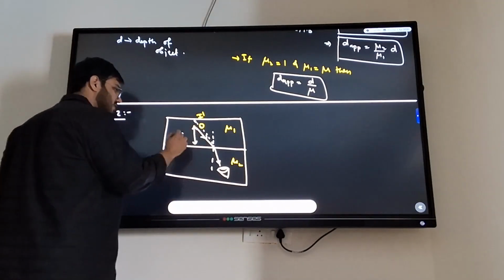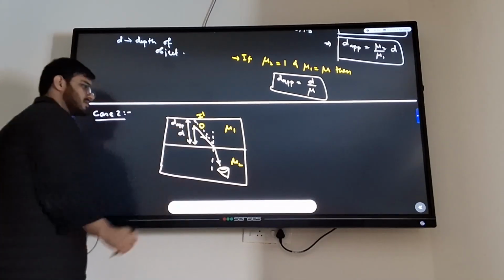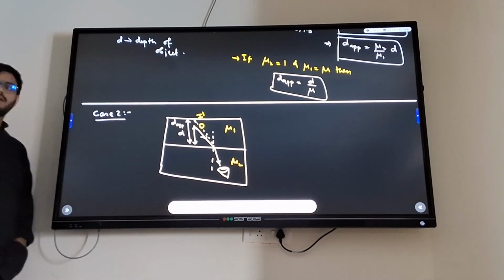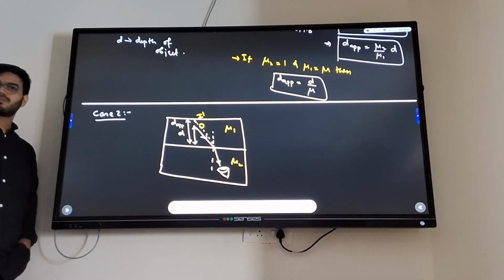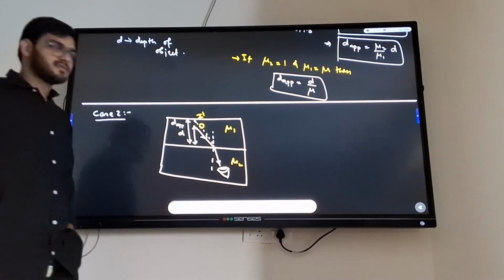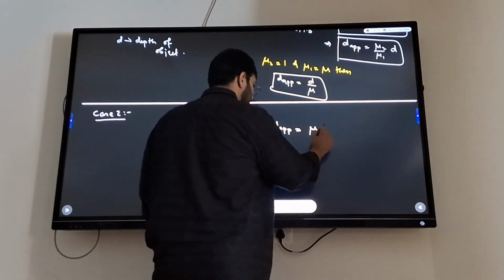This is my D, and this is supposed to be my D apparent. Greater than or lesser than? D apparent is greater than D. So should I multiply by mu or should I divide by mu? Multiply by mu. Does it make sense to you? So D apparent is mu times D.